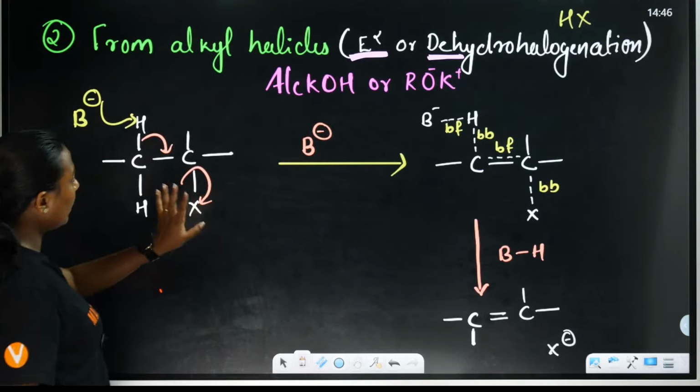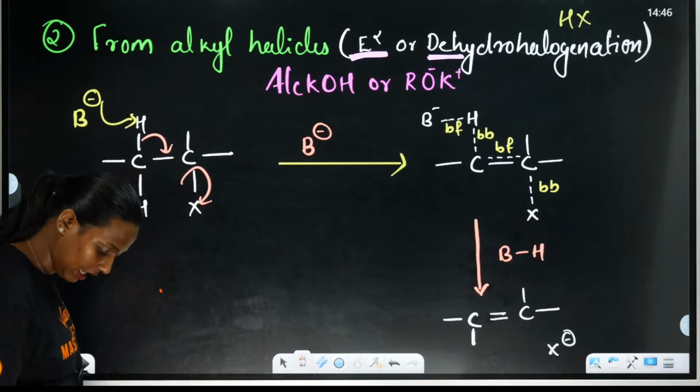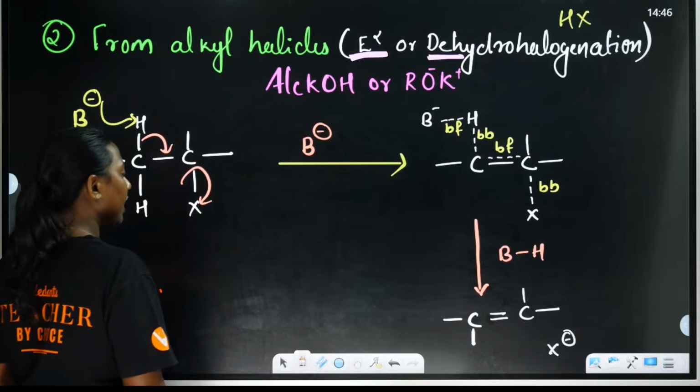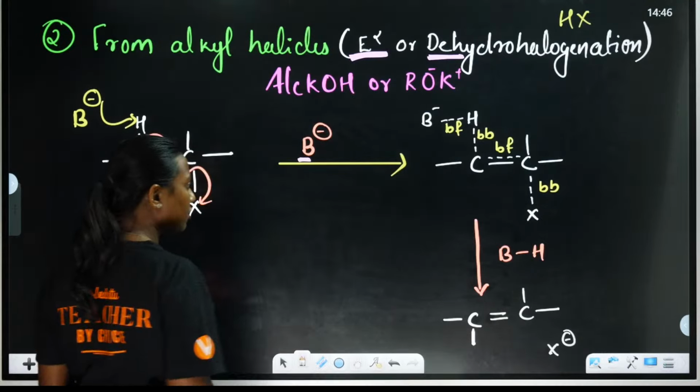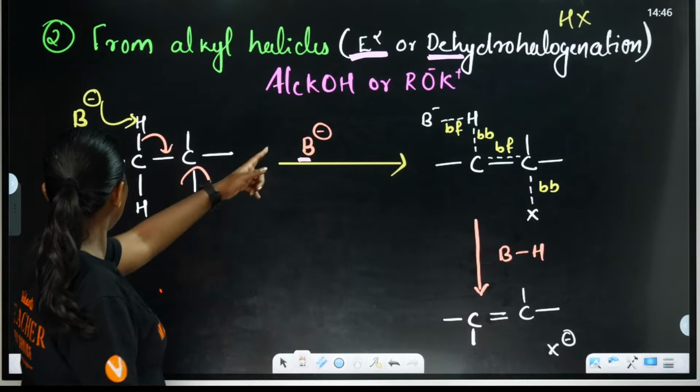So we are considering an alkyl halide. This alkyl halide is reacting with a base, B minus.